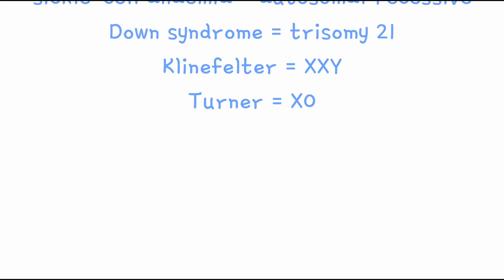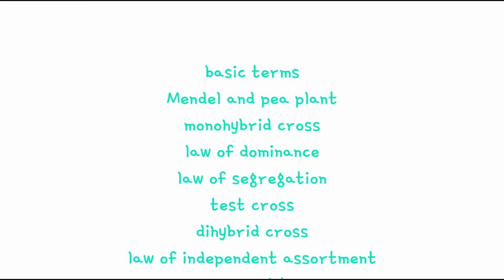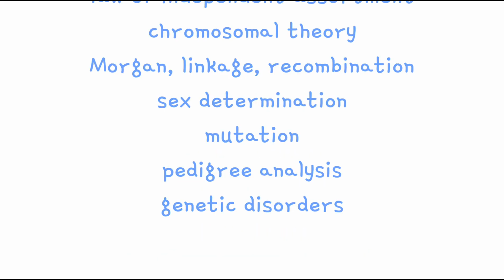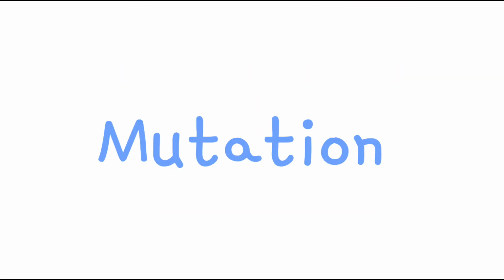So the best way to study is to learn the basic terms: Mendel and pea plant, monohybrid cross, law of dominance, law of segregation, test cross, dihybrid cross, law of independent assortment, chromosomal theory, Morgan linkage, recombination, sex determination, mutation, pedigree analysis, and genetic disorder. So these are all important key terms in the topic. So let's begin with what is a mutation.